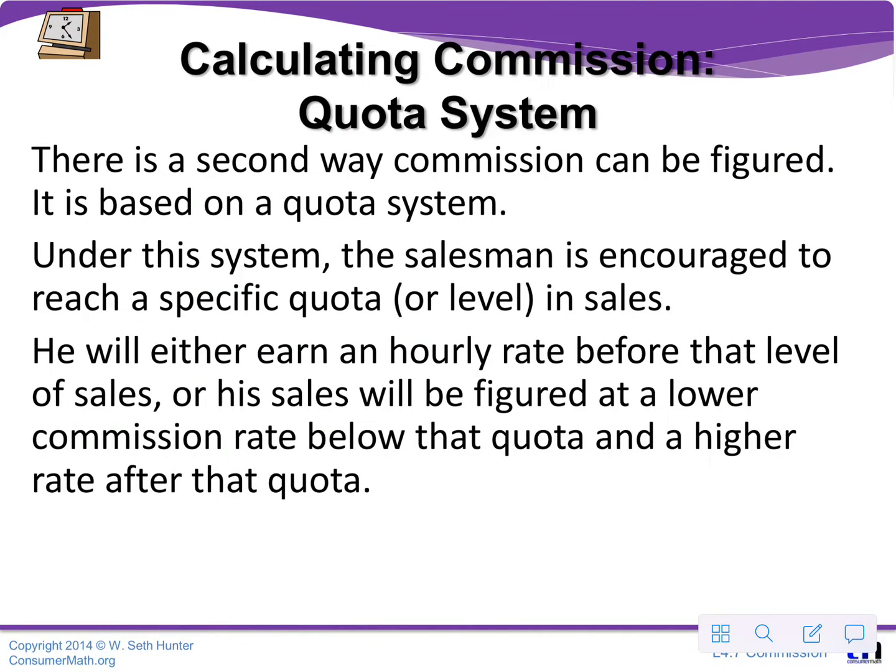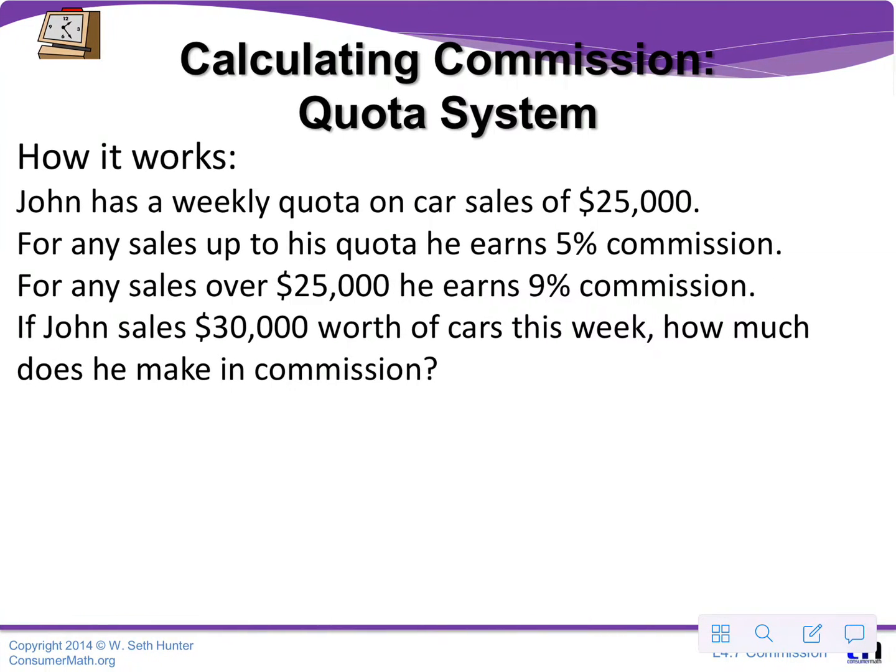There's a second way commission can be figured. It is based on a quota system. Under this system, the salesman is encouraged to reach a specific quota or level in sales. He will either earn an hourly rate before that level of sales, or his sales will be figured at a lower commission rate below that quota and a higher rate after the quota is met.